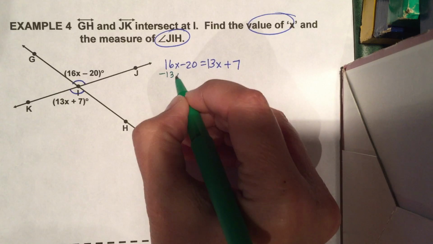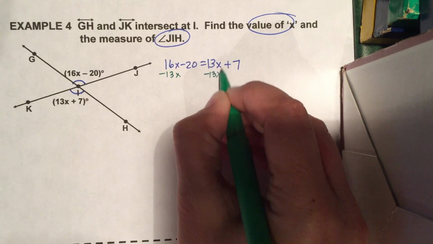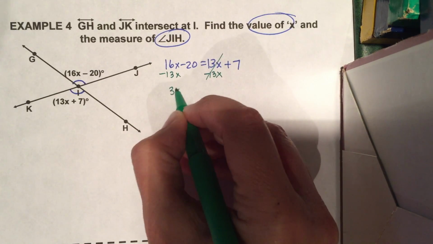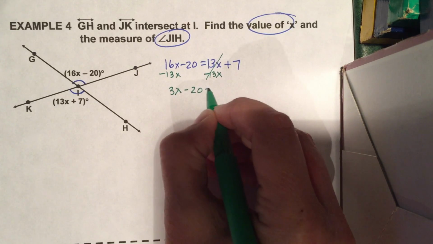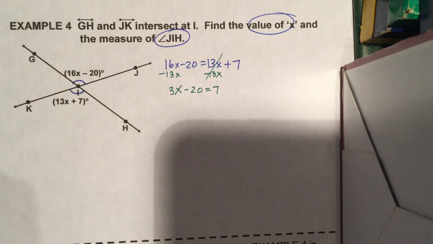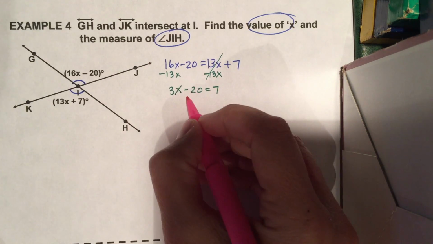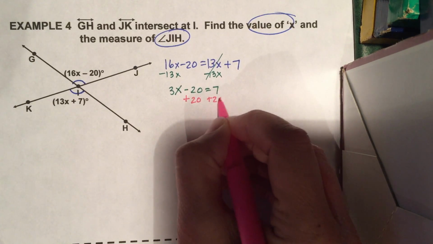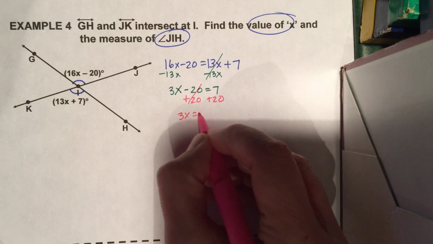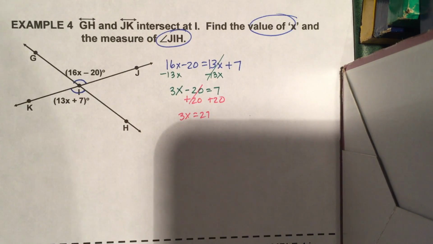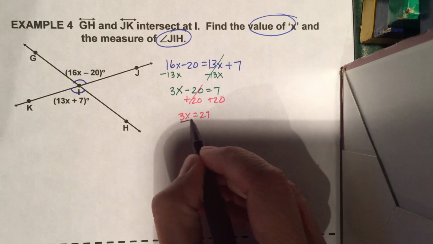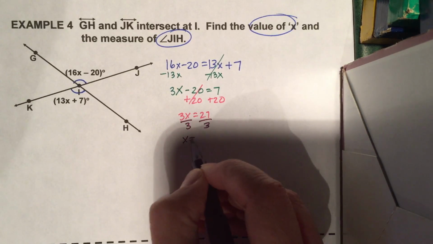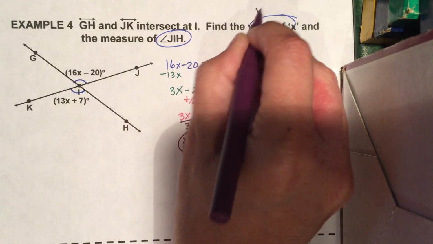I'm going to subtract 13x from both sides. So I've got 3x minus 20 equals 7. Then I'm going to move the constant. Remember what a constant is: a constant's a non-variable. I'm going to add the 20 to both sides. So 3x equals 27. So my last step is going to be to divide both sides by 3. So x equals 9. There's the first part.